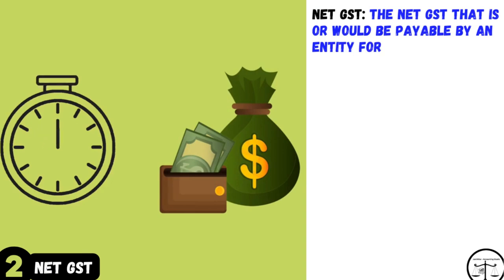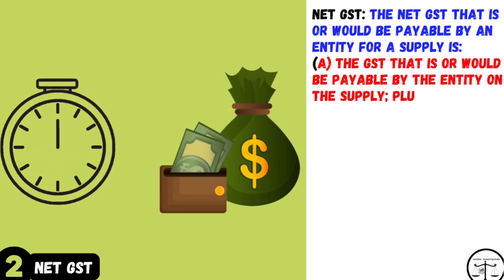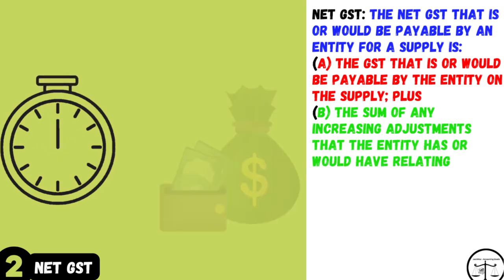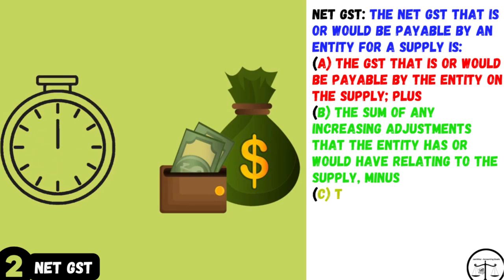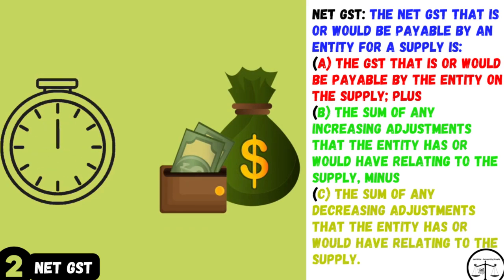Word number 2. Net GST. The net GST that is or would be payable by an entity for a supply is: A. The GST that is or would be payable by the entity on the supply, plus B. The sum of any increasing adjustments that the entity has or would have relating to the supply, minus C. The sum of any decreasing adjustments that the entity has or would have relating to the supply.